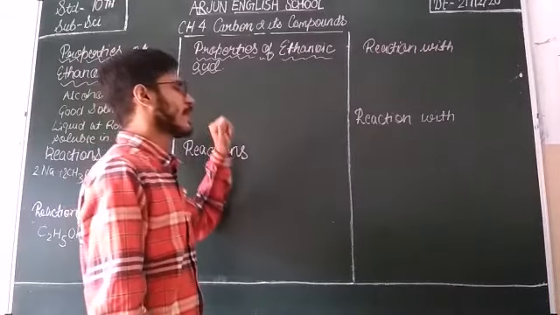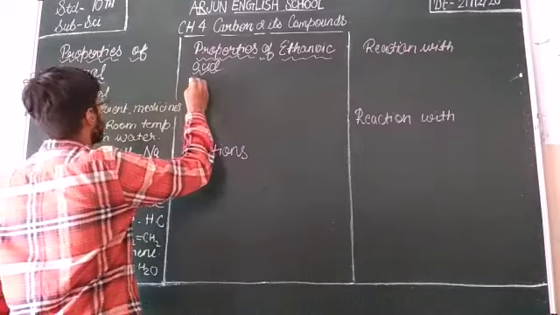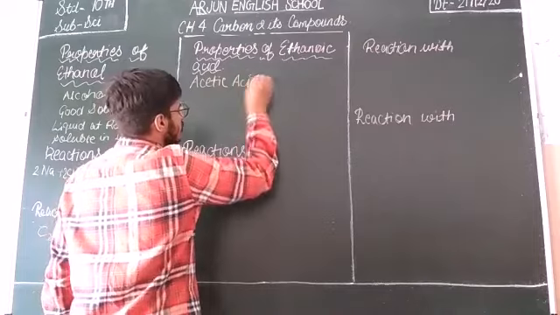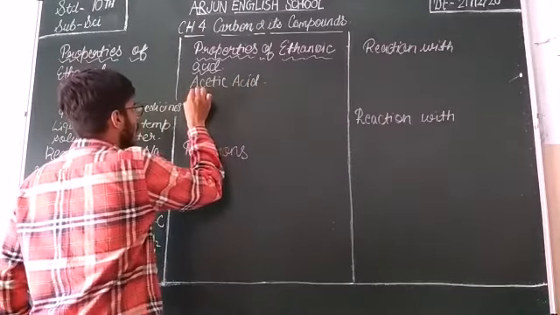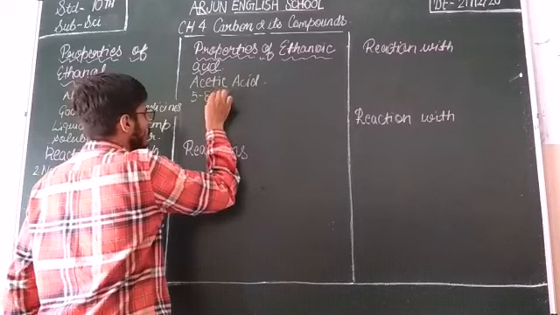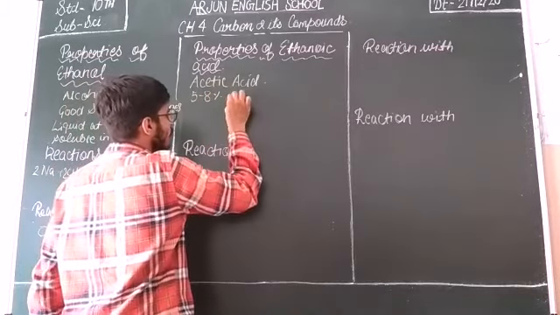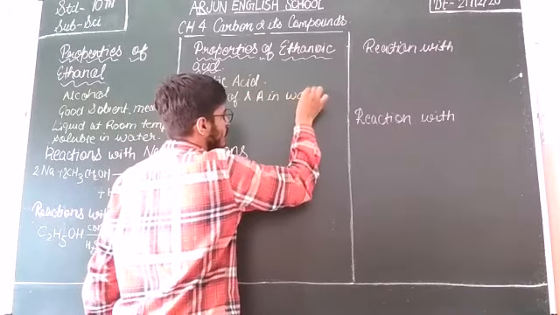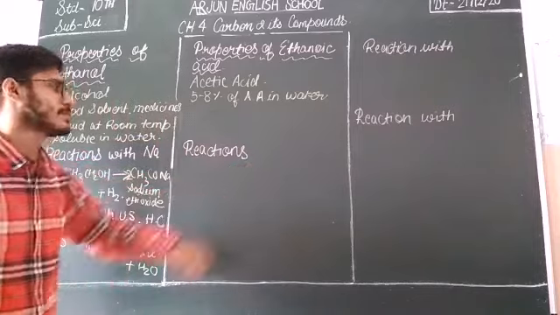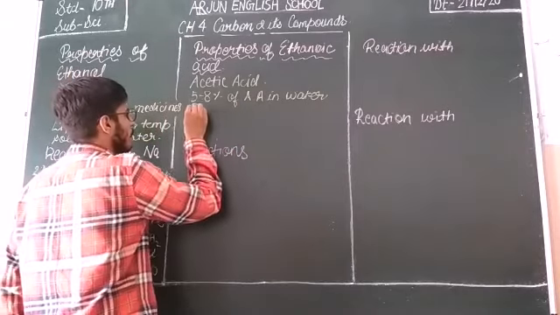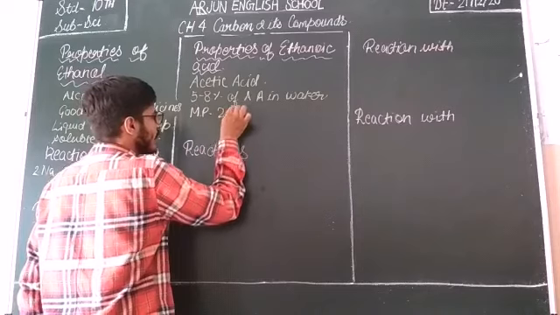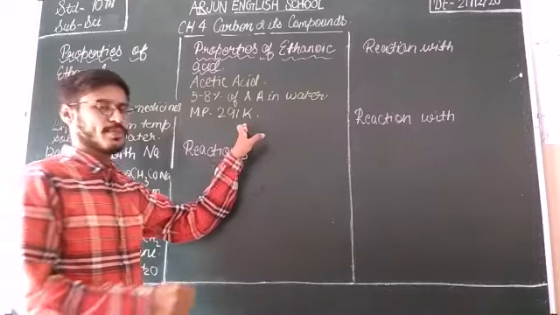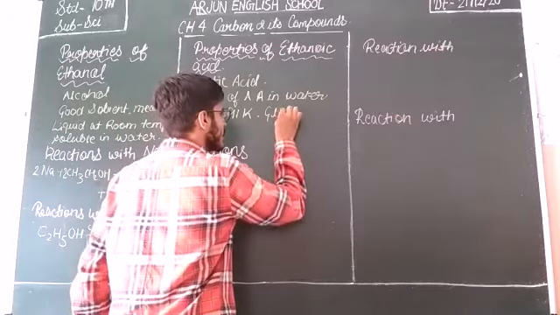Now we will talk about properties of ethanoic acid. It is also known as acetic acid. Moreover, 5 to 8% of acetic acid in water is what we commonly know as vinegar. The melting point is 291 K. Moreover, it freezes in cold temperature. That's why it is also known as glacial acetic acid.